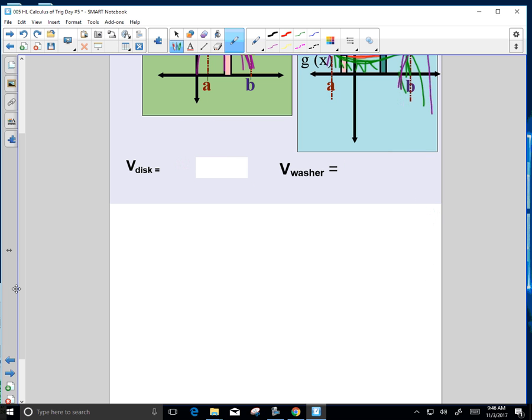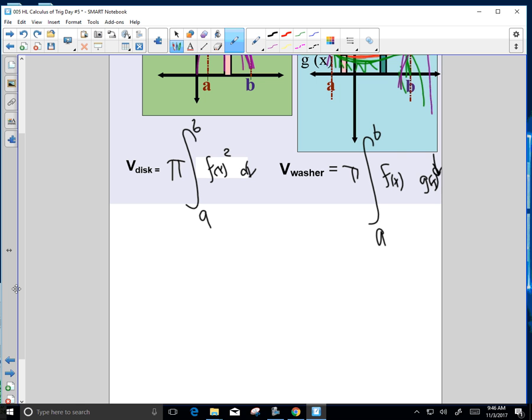Let me just give you the formula one more time. For the disk method, it's a to b f of x squared dx. For the washer, it's the same thing, but what do you do before you subtract? Thank you. Square first, then subtract. Square first, then subtract. I cannot tell you how many times people do it the other way. I don't know why. Just don't. It's a mystery.